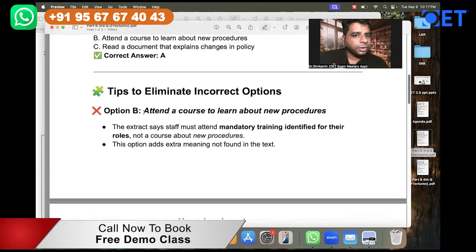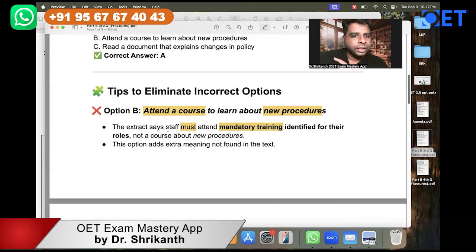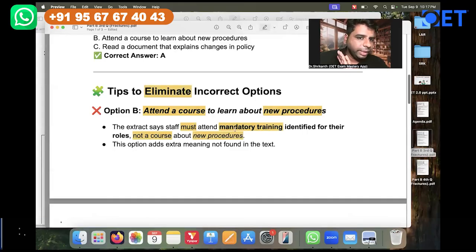And again, answer option B. Okay, attend a course. Why is answer option B wrong? About learning new procedures. Okay, they must attend. Okay, the extract says they must attend mandatory training only. Okay, they have not mentioned anything about a course. Okay, it is not a course and there is nothing mentioned about new procedures. So it is not mentioned, so it can be eliminated.